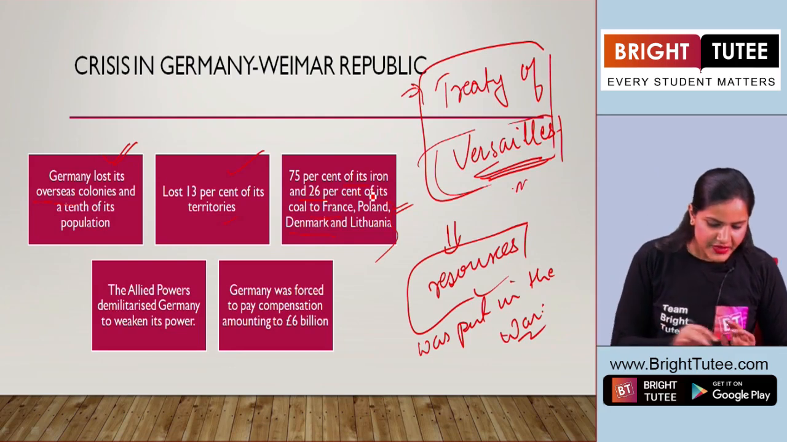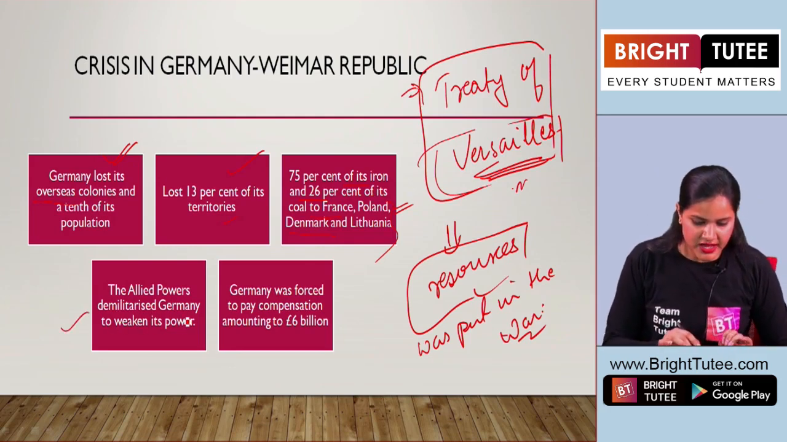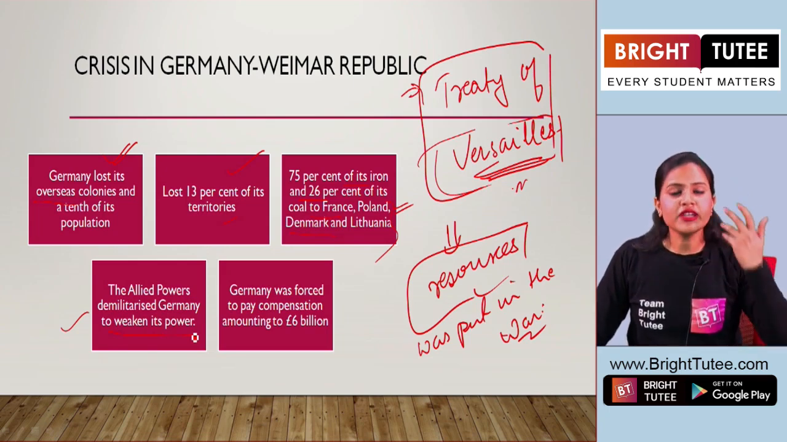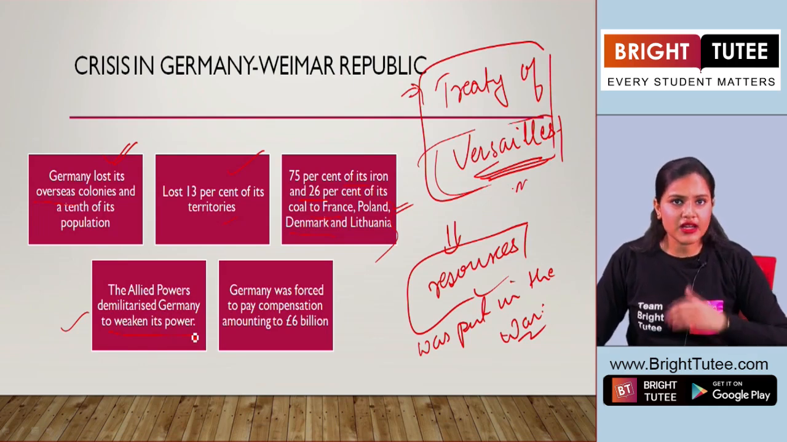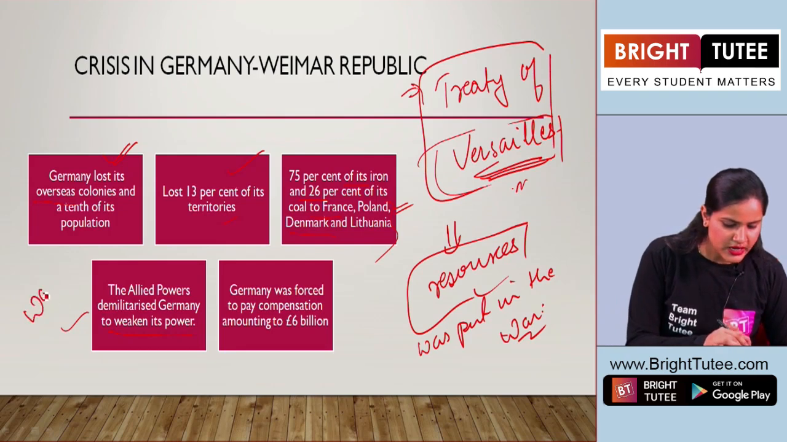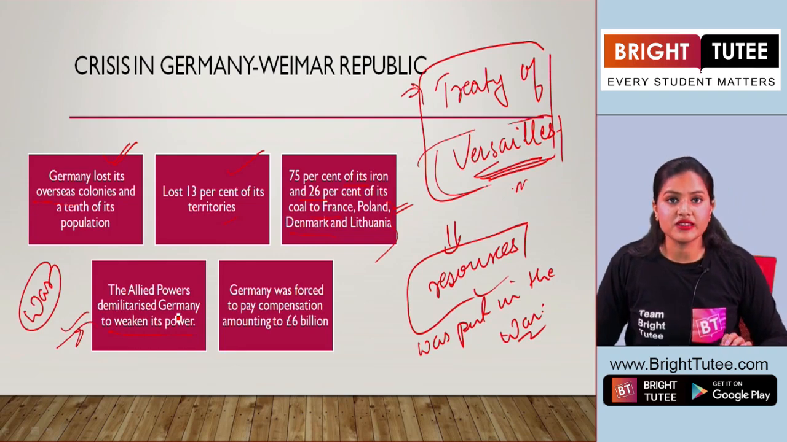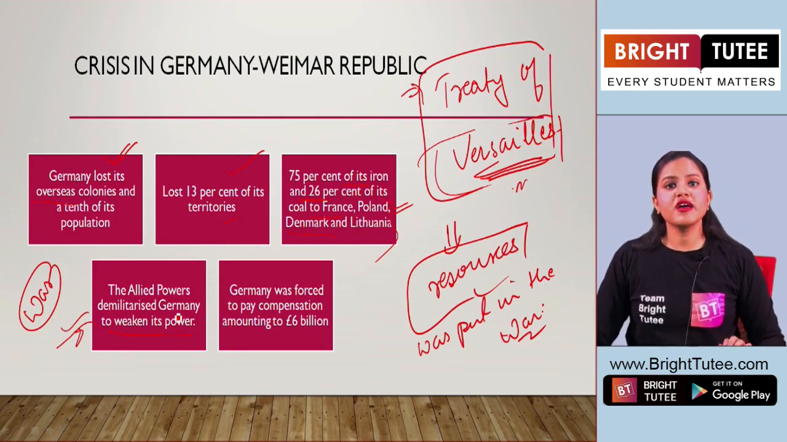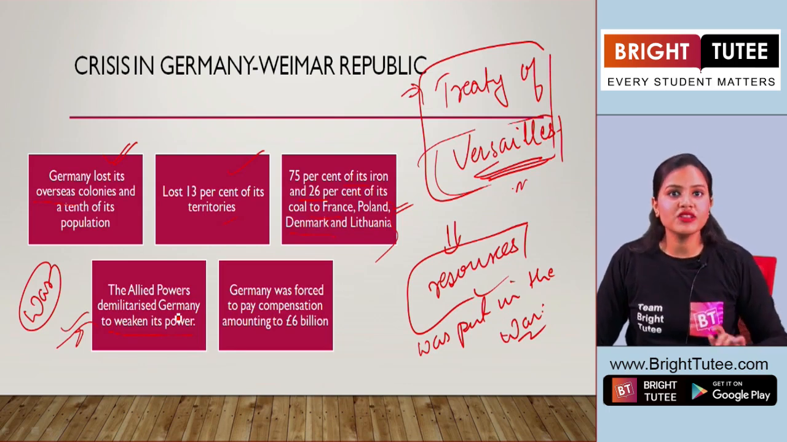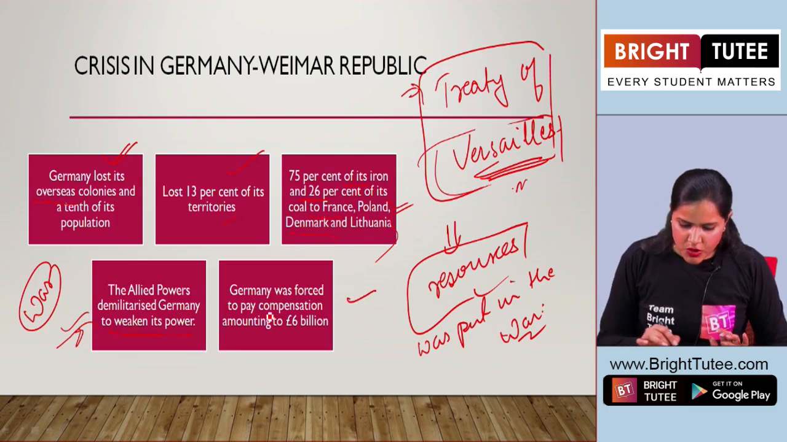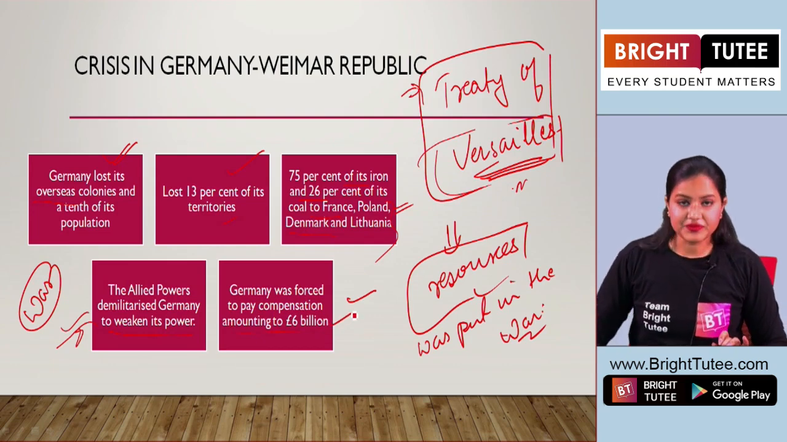Right, students? The Allied powers also demilitarized Germany to weaken its power. So they wanted to ensure that these people should not again create a situation that could lead to war. So all the regions here in Germany were demilitarized. It means that the military forces or the army was removed from all these areas, right, to weaken the power of Germany. Now, Germany was also forced to pay compensation amounting to 6 billion pounds.